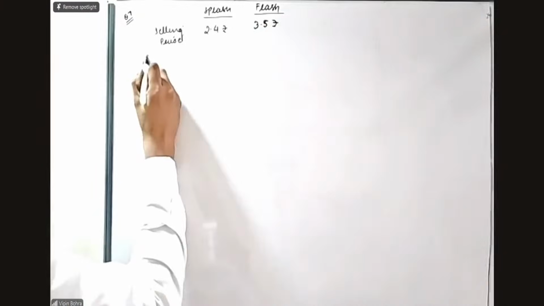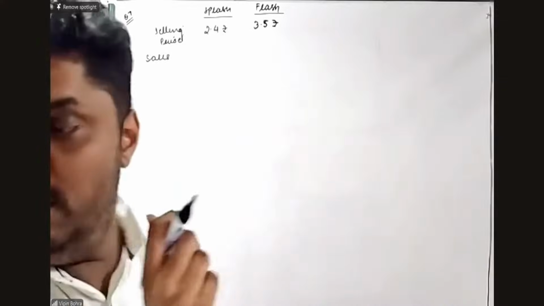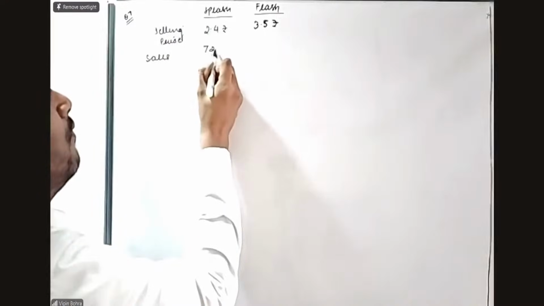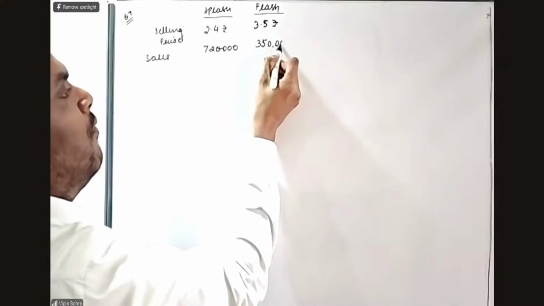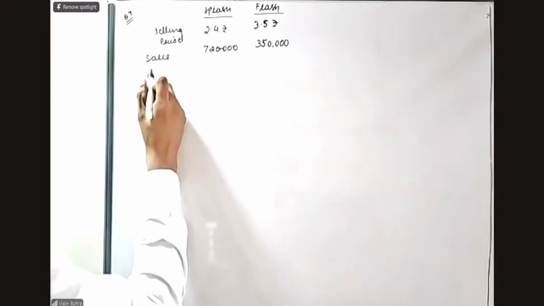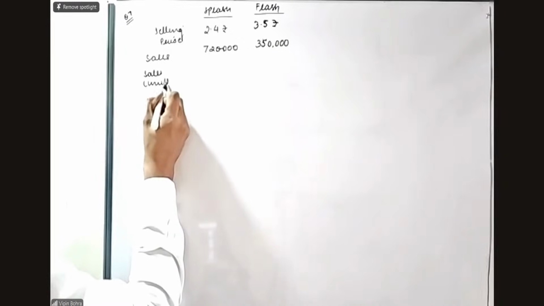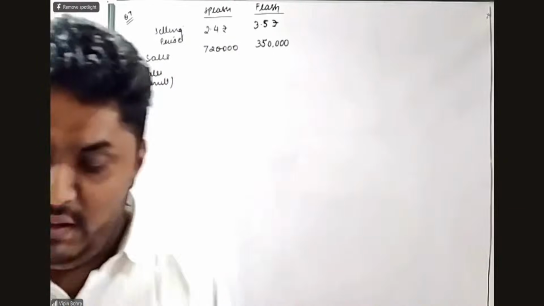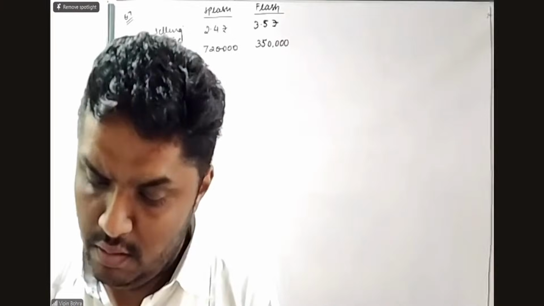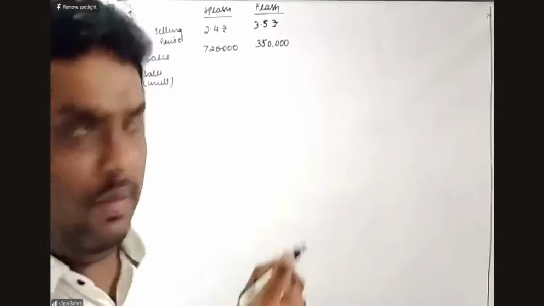The sales has been given in the question. That is 7,20,000 and 3,50,000. So we will get the sales in units also. So sales in units will be 7,20,000 divided by 2.4. So this will be 3 lakh units.